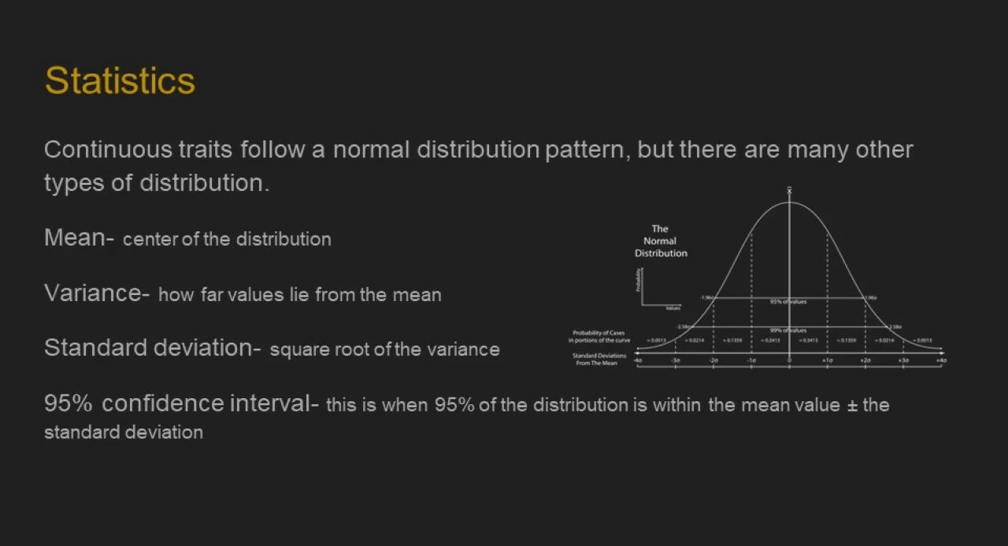Quantitative genetics is based on statistics. Continuous traits fit into a normal distribution curve, which shows the mean of the data, or the center of distribution, variance, or how far the data is from the mean, and the standard deviation, which is the square root of the variance. On a distribution curve, 95% of the data should fit under the mean plus or minus 2 standard deviations.